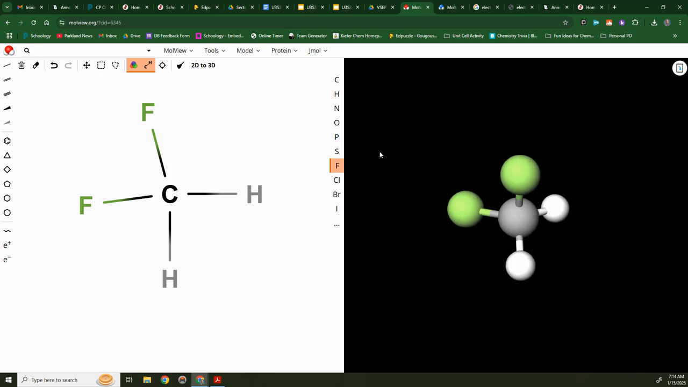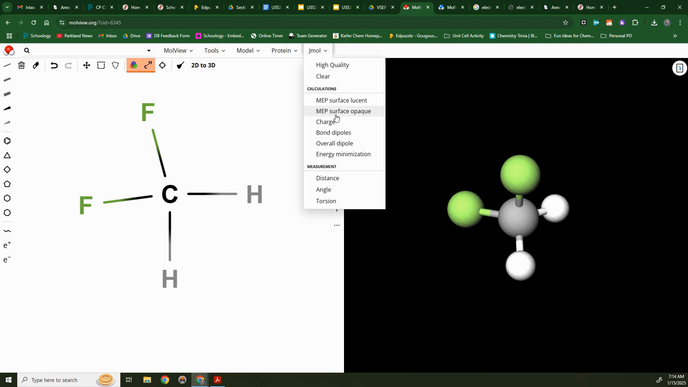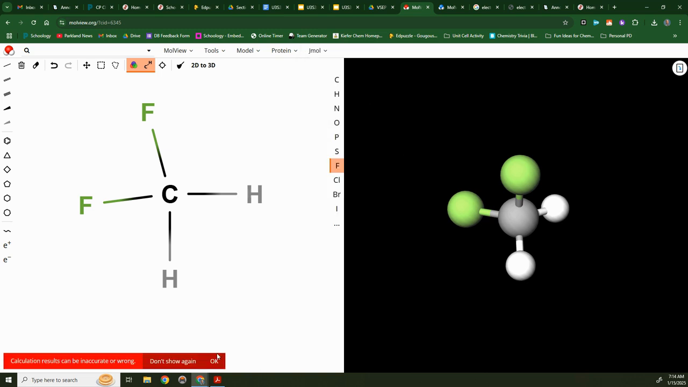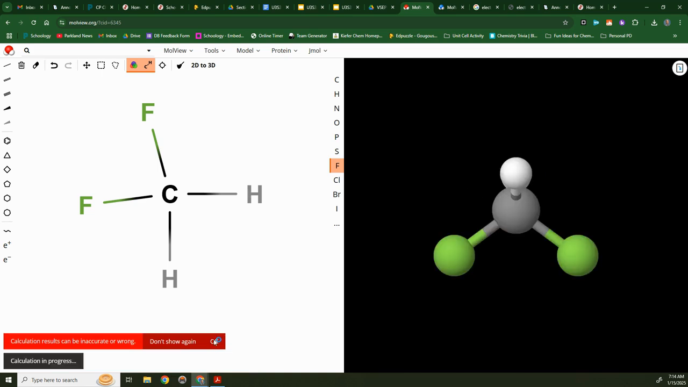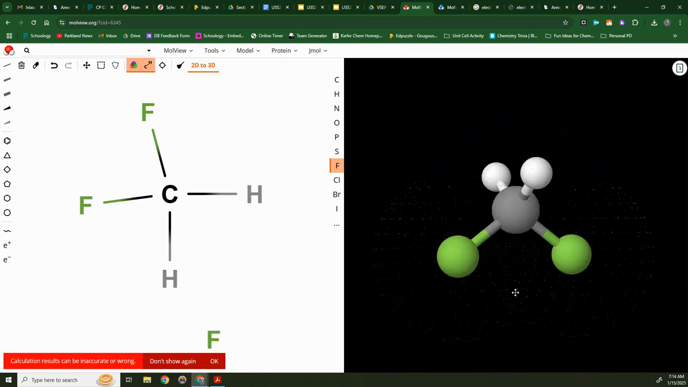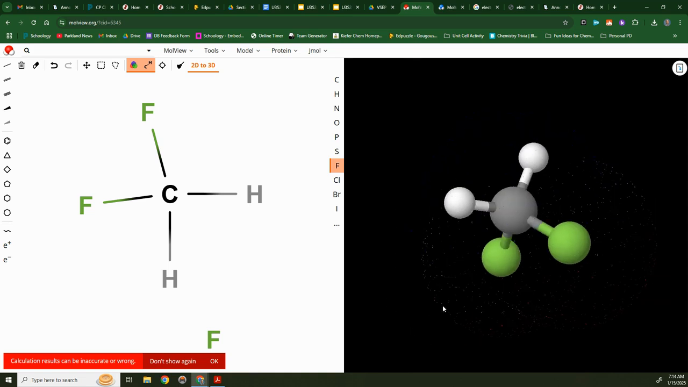I can actually use a function to see the polarity. This function's a little bit hidden. You have to go into this JMol up here and click this MEP surface lucent. When it pops up, you'll see that there's this separation of charges.